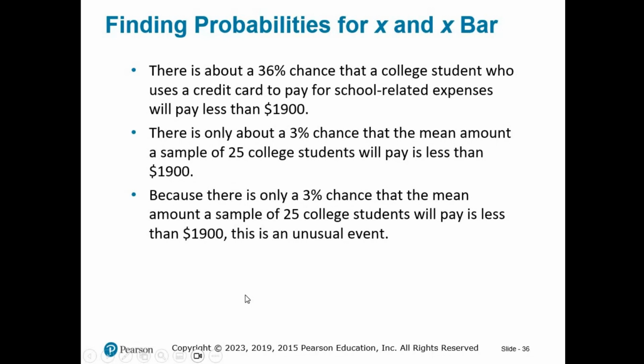So what does this mean? Well, here are some possible interpretations. There is about a 36% chance that a college student who uses a credit card to pay for school-related expenses will pay less than $1,900. There's only a 3% chance that the mean amount a sample of 25 college students will pay is less than $1,900. And because there is only a 3% chance that the mean amount a sample of 25 college students will pay is less than $1,900, this is an unusual event. Remember, anything less than 5% is unusual.